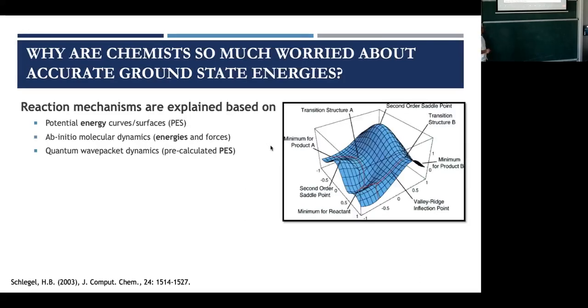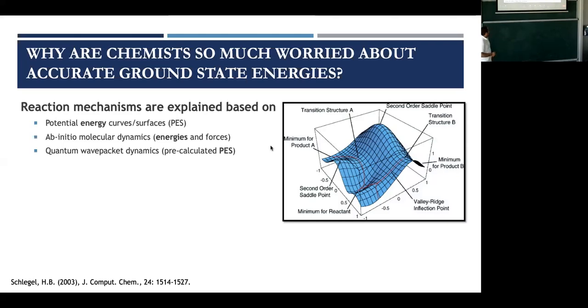And this is also one of the questions I've been facing recently: why are chemists so worried about accurate ground state energies? Basically, any reaction mechanism has so far been explained mostly using energies. The idea is to construct a potential energy curve or a surface, which looks something like this. You can start with some reactant here, and it can attain some product. We can call it product A, and it can go to a product B. And this is the saddle point, or the maximum, the energy barrier which it has to cross to attain the products.